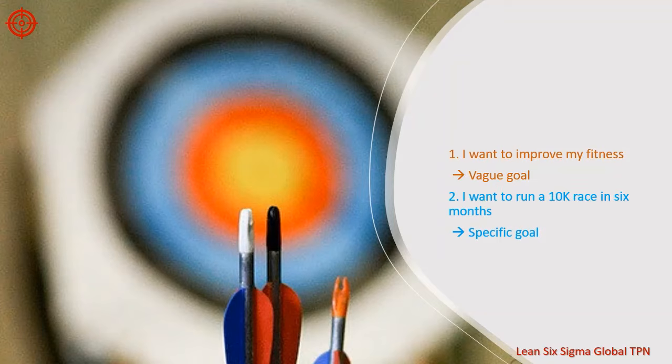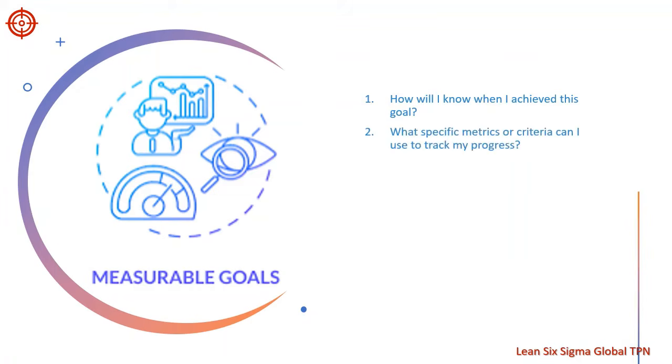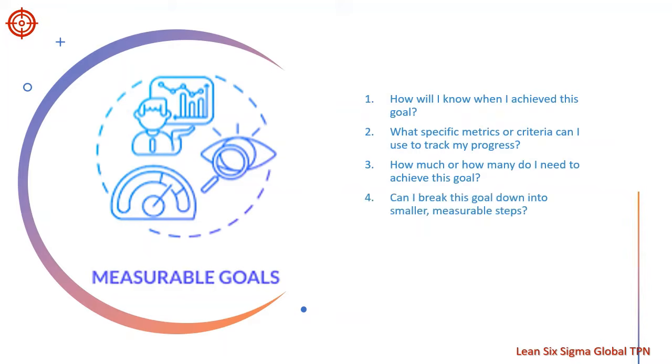Okay. The second one, the goal should be measurable. To know if a goal is measurable, you can ask yourself the following questions. How will I know when I achieve this goal? What specific metrics or criteria can I use to track my progress? How much or how many do I need to achieve this goal? Can I break this goal down into smaller measurable steps?